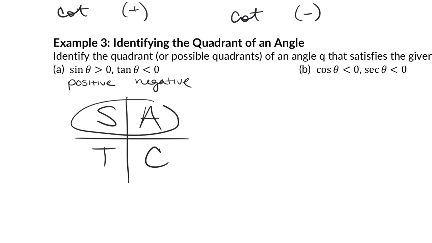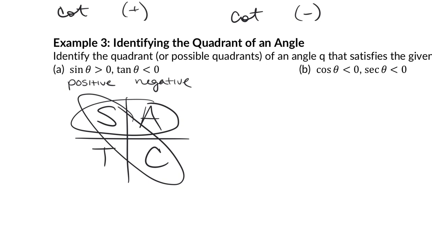1 and 2, A and S. It can be in quadrant 1 or in quadrant 2. The second value we know is that tangent has to be negative. In which 2 quadrants is tangent negative? Second quadrant, where else? Second and fourth. Because the A and the T are where that is positive.